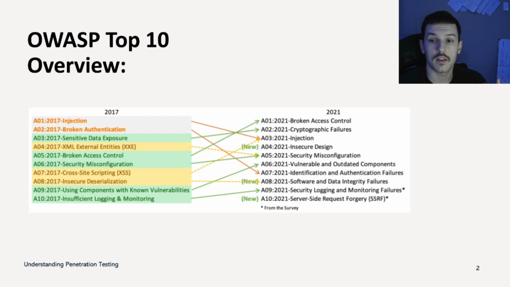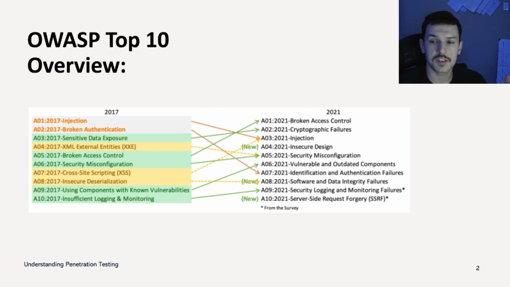Third one is going to be injection. So this is malicious data from an attacker that tricks the application into executing unintended commands. Now an example would be where a user inputs malicious SQL code into a website search box, tricking the database into revealing all the user emails.